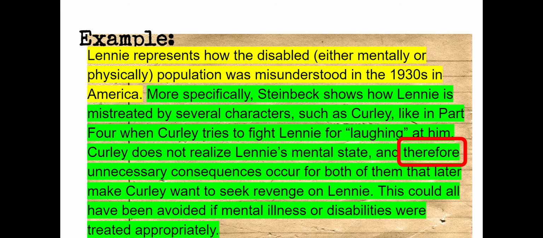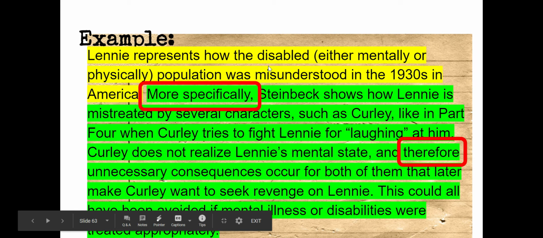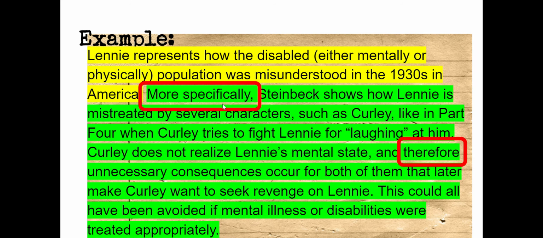So here's another example, and this is from an essay. It's actually from a student's essay written about Of Mice and Men. So Lennie represents how the disabled, either mentally or physically, population was misunderstood in the 1930s in America. So that's the person's topic sentence. More specifically, Steinbeck shows how Lennie is mistreated by several characters, such as Curley, like in part 4, when Curley tries to fight Lennie for laughing at him.